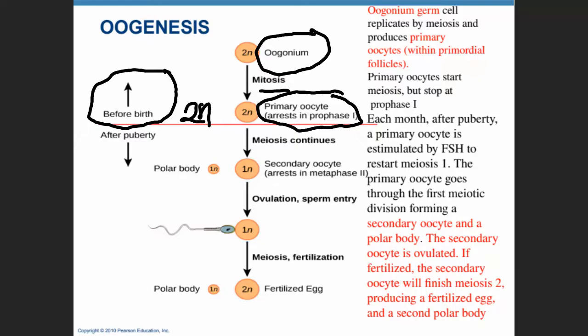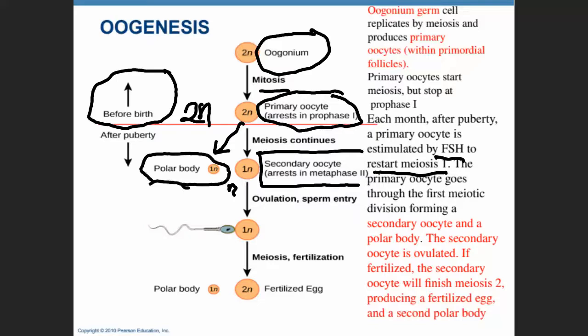After birth, the female ovaries contain primordial follicles, where these primary oocytes are going to be found. At puberty, each month, one of these primordial follicles that house a primary oocyte will be stimulated by FSH into the restart of meiosis 1. The cell will finish meiosis 1 and divide into 2 cells. One large cell, which will be the secondary oocyte. This is a haploid cell, and another smaller cell that will be destroyed, called a polar body.